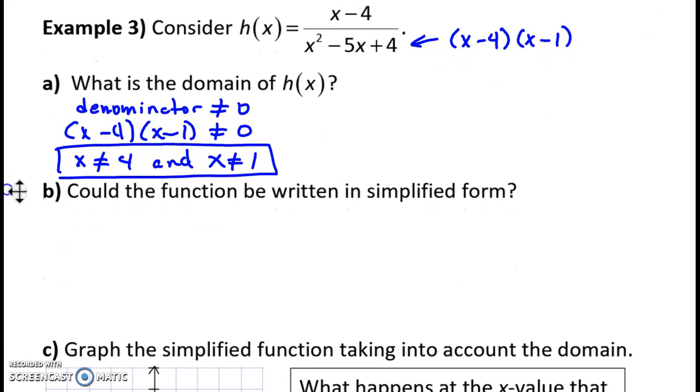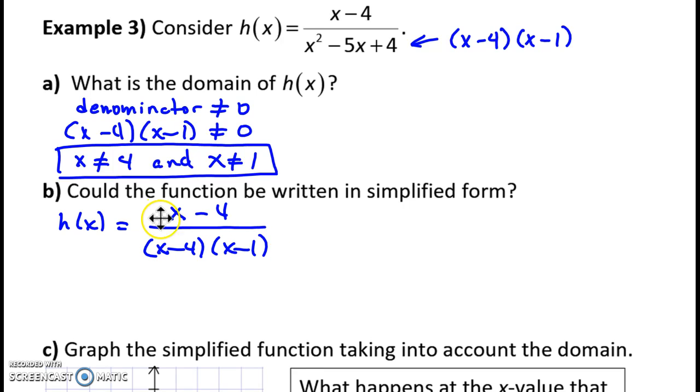Could we have written the function in simplified form? h of x is equal to, now that we have it factored, x minus 4 over x minus 4 times x minus 1. We can cancel the common factors of x minus 4, leaving us a 1 in the numerator, and h of x will be 1 over x minus 1. Now we should also put a comment here that x cannot equal 4. The reason we have to state that is because that's indicated in the domain. The original function was not defined at x equals 4.